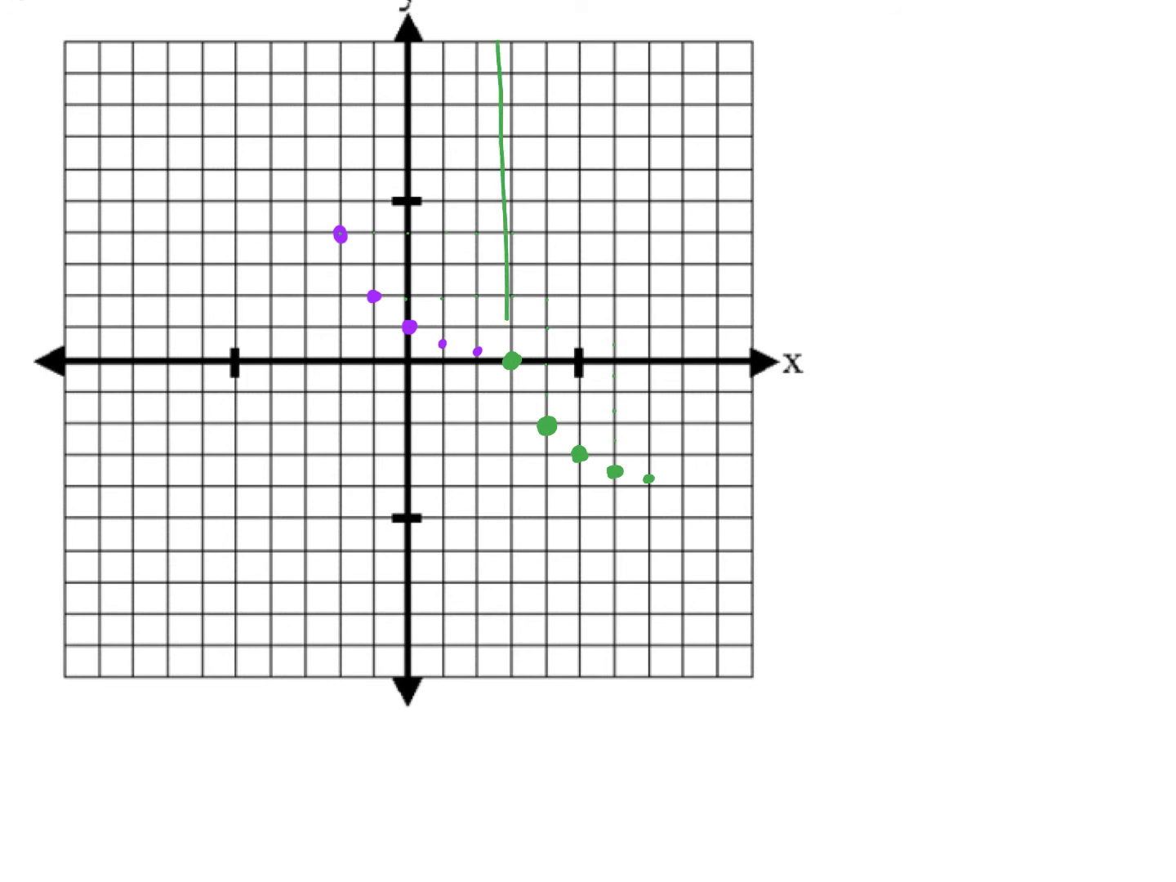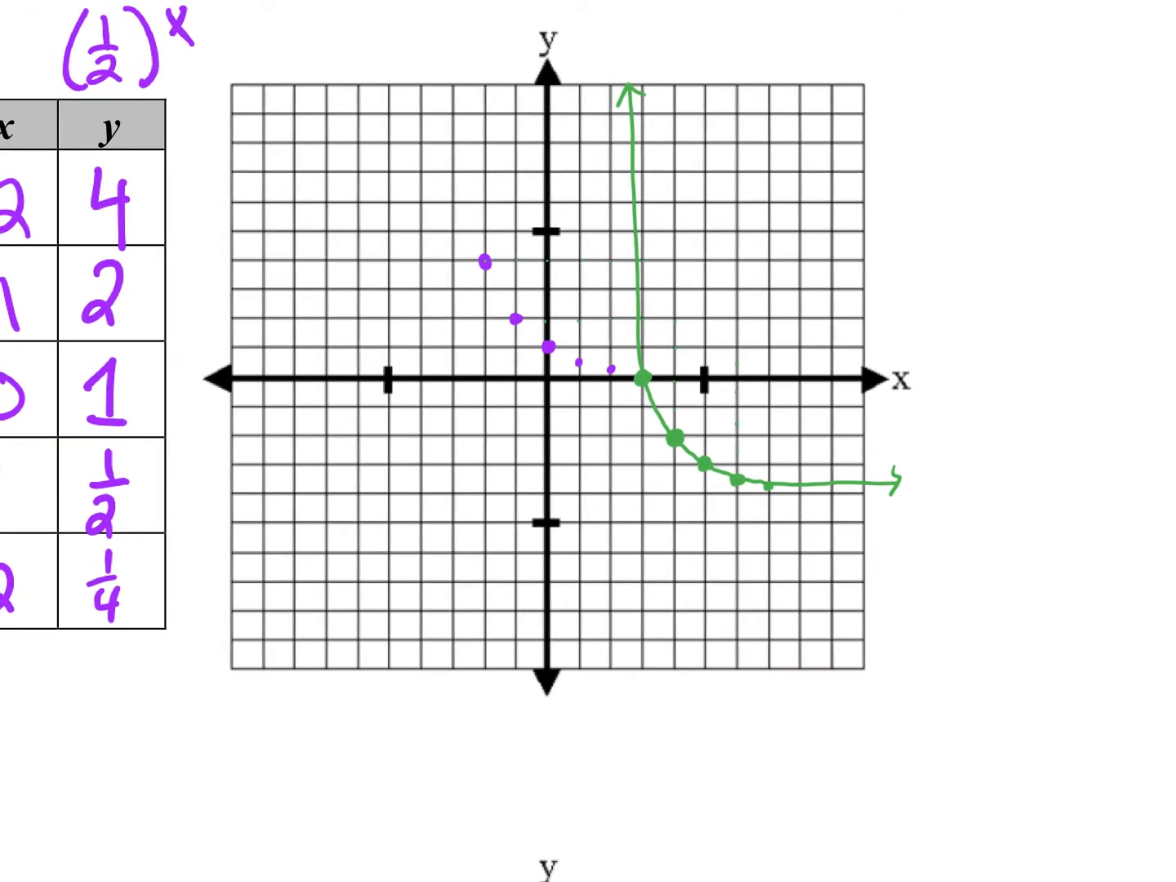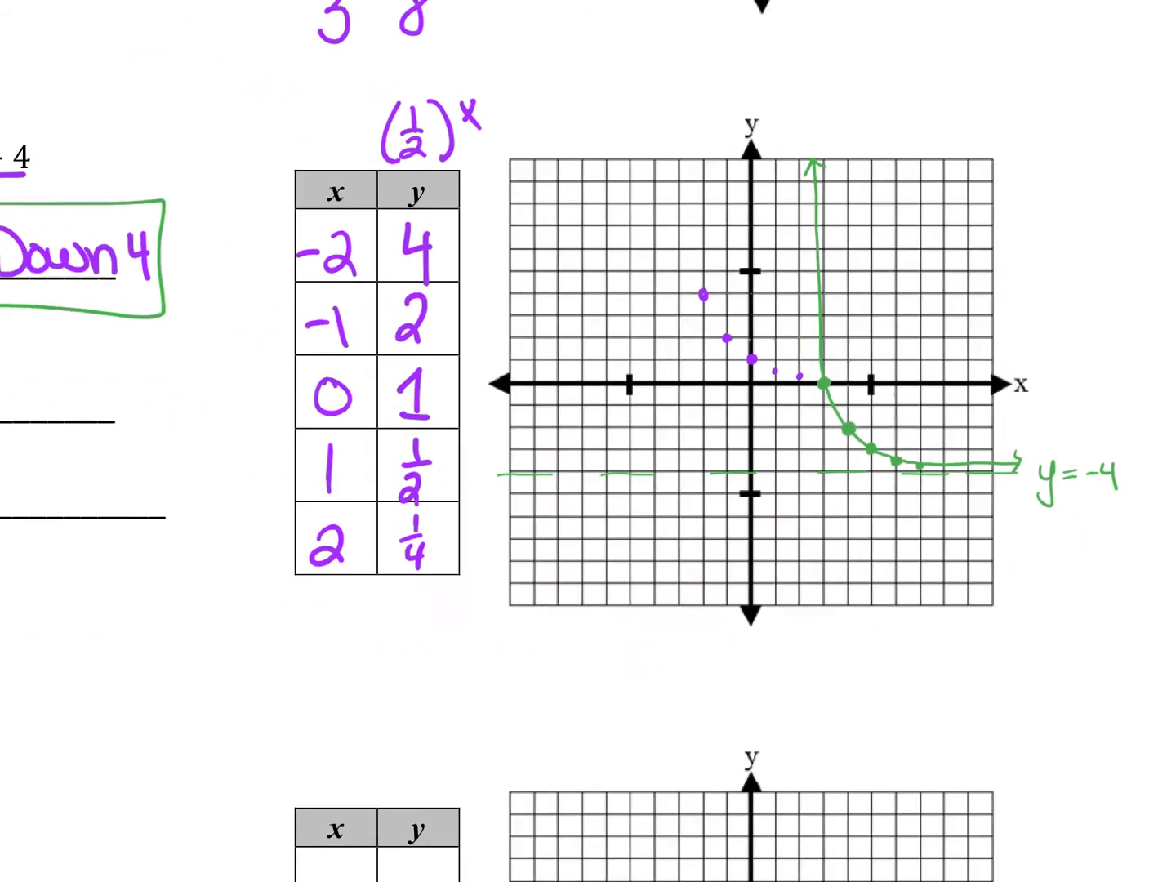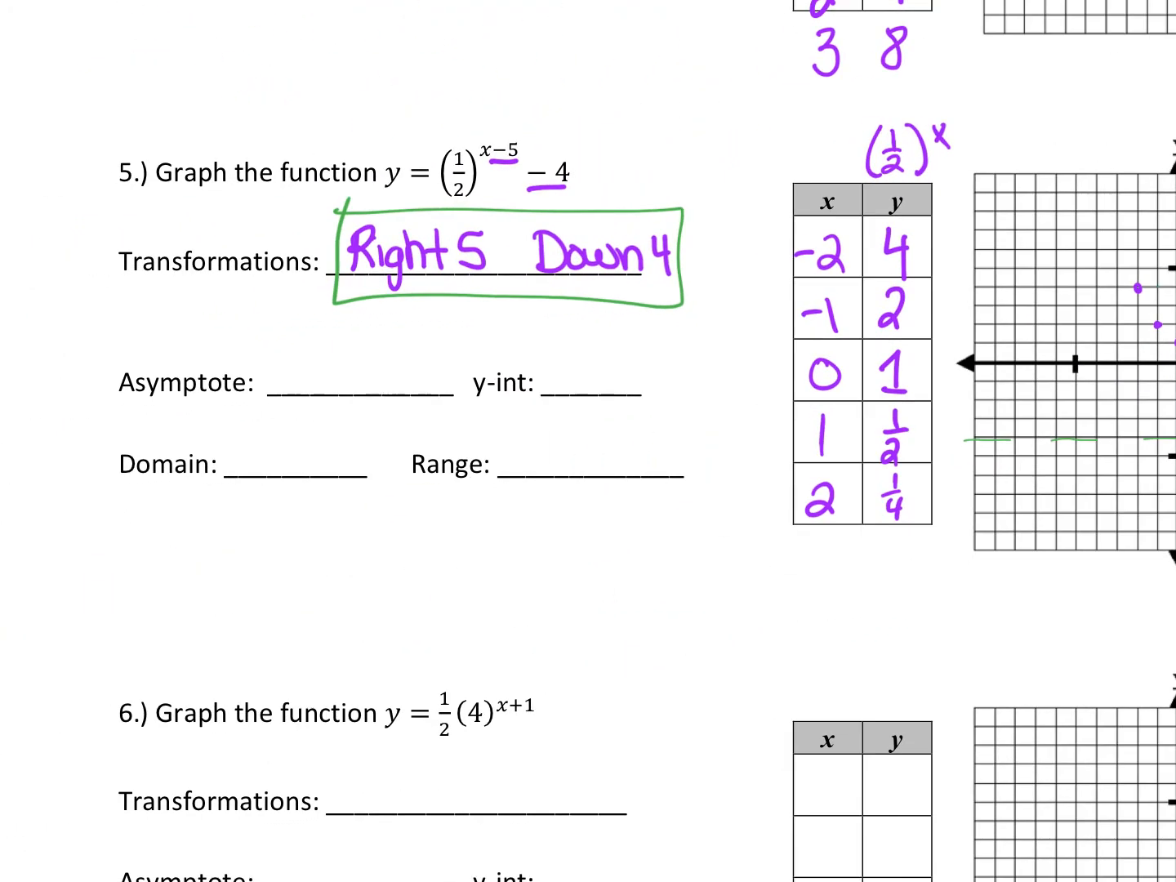Okay, so my graph is going to approach -4 on the y. All right, so it's approaching -4 on the y, because again, this down 4 shift tells me my asymptote's at -4. It also tells me my range is -4 to infinity. We know my domain is always -infinity to infinity.